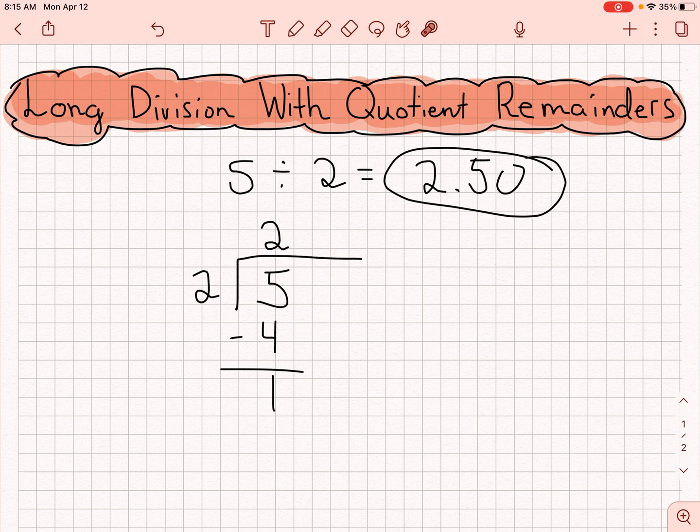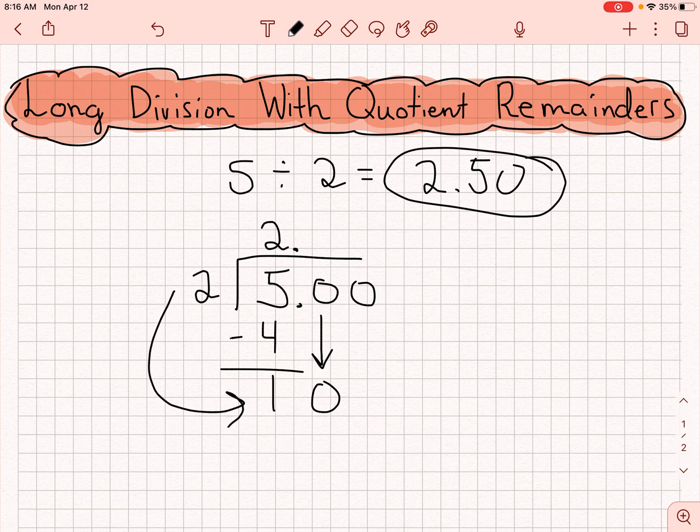So here's the new step in long division with a quotient remainder. I'm going to add a decimal to my answer and a decimal to the dividend that I started with here, 5. And I need to add a couple zeros because I need something else to work with. Now I have something I can bring down. I can bring this 0 down. And I have a new number that I can divide into.